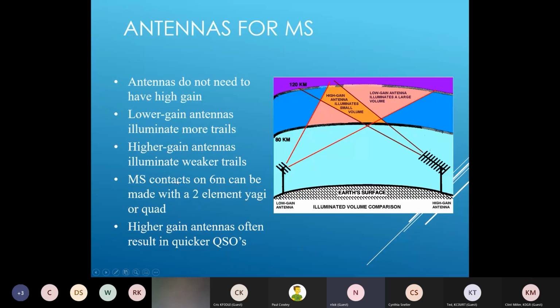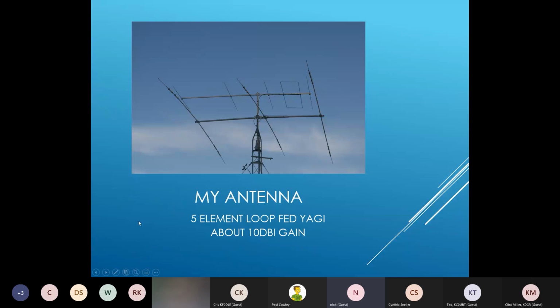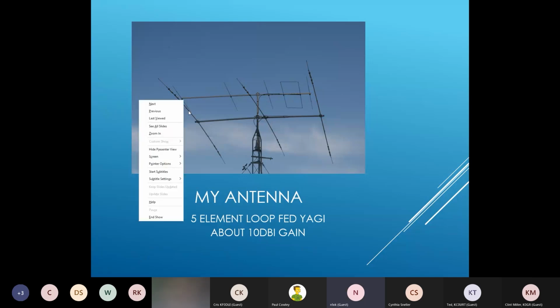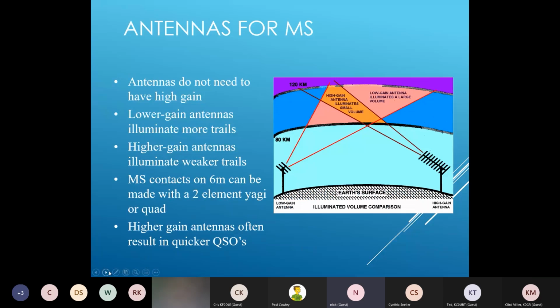For the antennas for meteor scatter, oops, sorry. Skip one. Skip one while I was trying to get my laser pointer out.